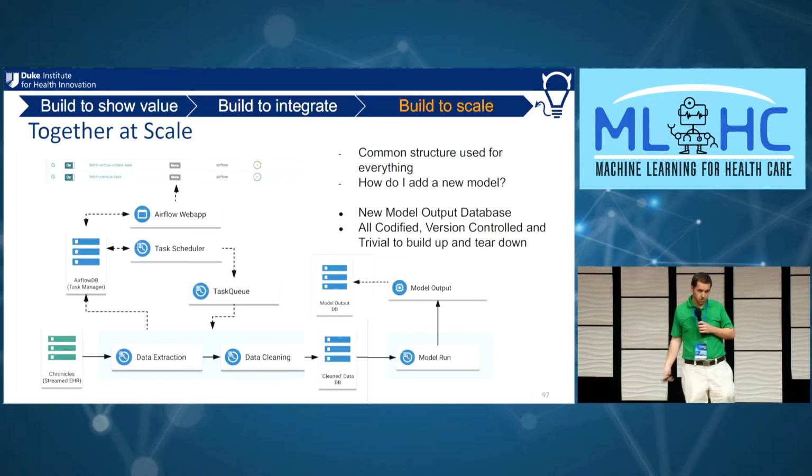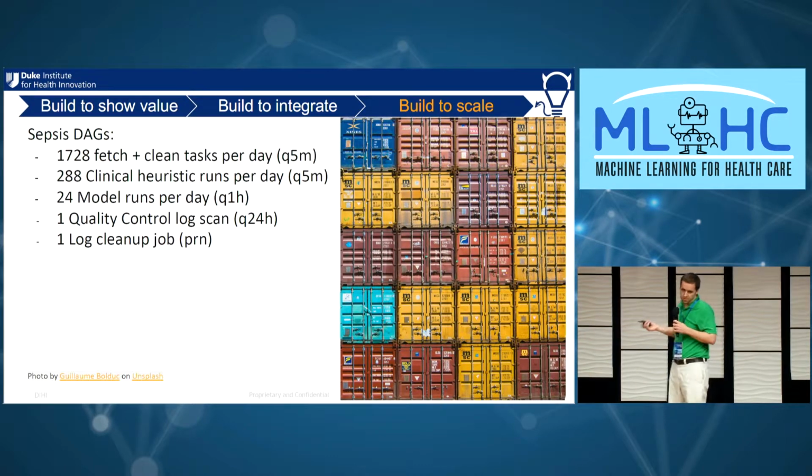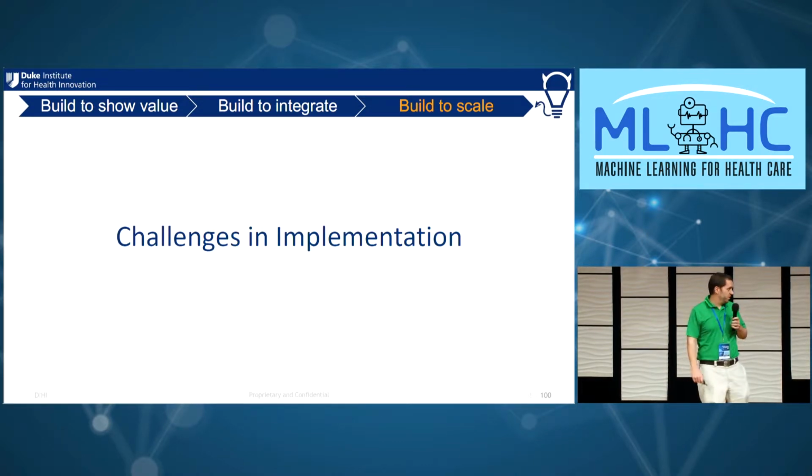So this is typically what we do. We add all these things, and then we add a database for the model output, and we're basically done, and we're up for trial at least. So we can take things like our 2,000 jobs per day for sepsis, and we can turn that into maybe 2,000 jobs a day for every model as we want to add these out. So I'm going to pass this back to Michael for challenges and implementation.